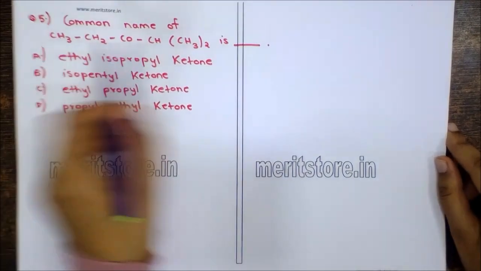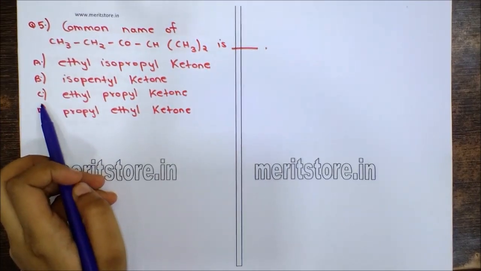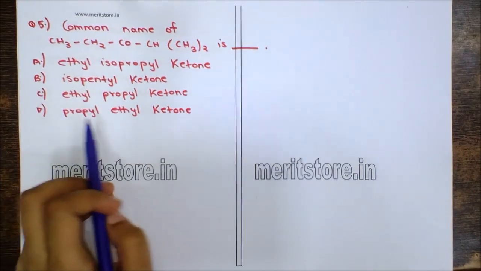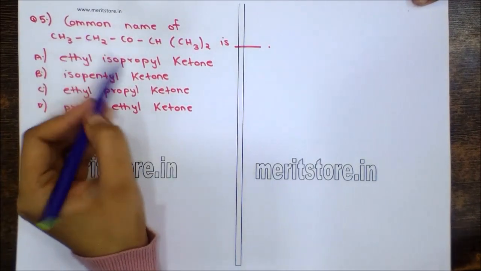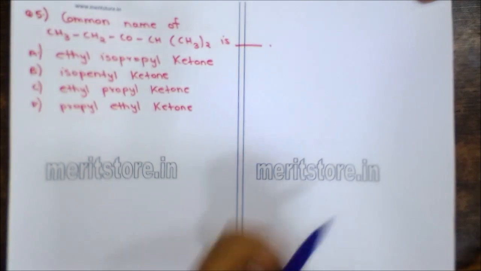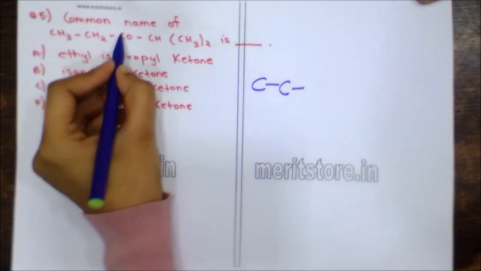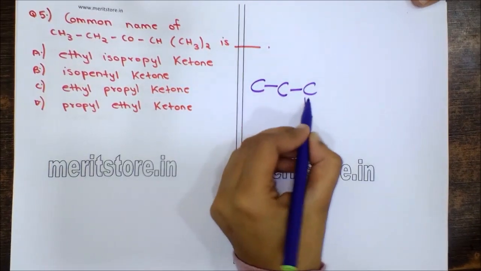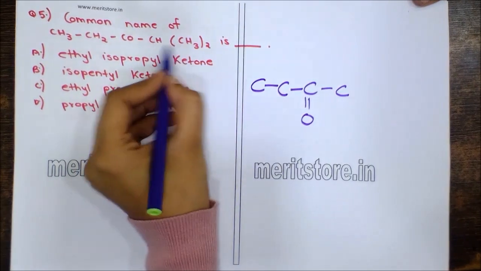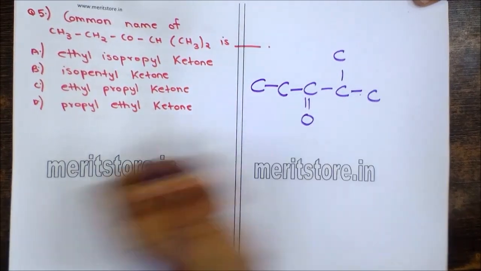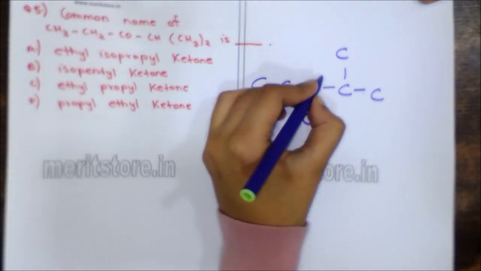Question 5. Common name of this is: A. ethyl isopropyl ketone, B. isopentyl ketone, C. ethyl propyl ketone, D. propyl ethyl ketone. So over here let's draw it again, eliminating the hydrogens so that we get a proper carbon chain. It is CH3, I make a C here, CH2. Now this C of mine is attached to an oxygen, so this will be my functional group. Again it's a C, and now this C is attached to 2 methyl groups. The same thing I have drawn over here, eliminating the hydrogens.